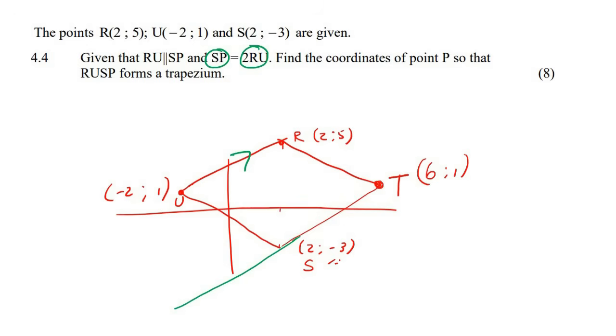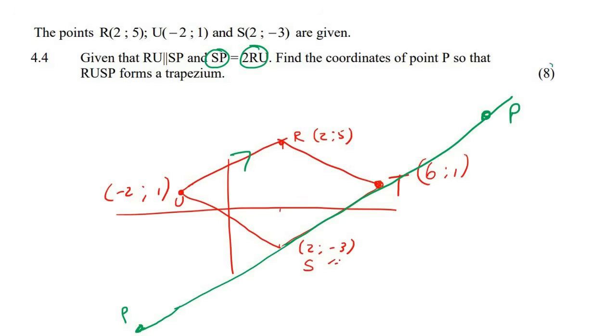Okay, so P could be anywhere on this line, like we said, but the length of SP is double this length. So P would then have to be like here, or it could even be all the way back here, so that this length, SP, is double this length, but it could also go this way. So SP is double that length. So P has 2 different places that it could be. It could be here, and it could be here.